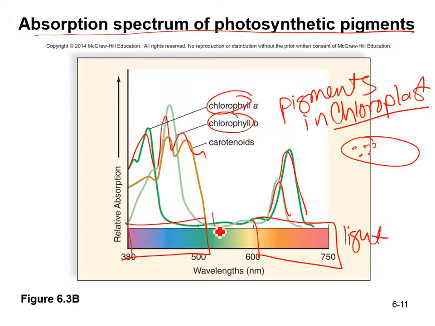What I want you to notice right here is that the pigments in chloroplasts do not like green light. They do not absorb green light. They don't need green light. So this is why plants are green. The plant absorbs all of the wavelengths of light, but it only needs these in this area or here. This area, this green yellow color, is reflected back, and that's why plants are viewed as green.